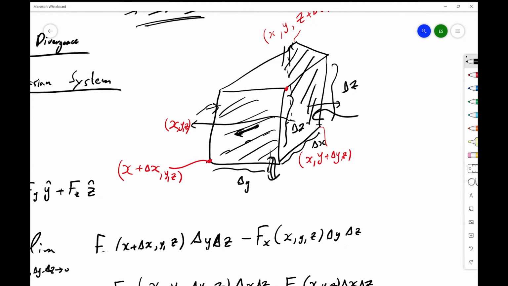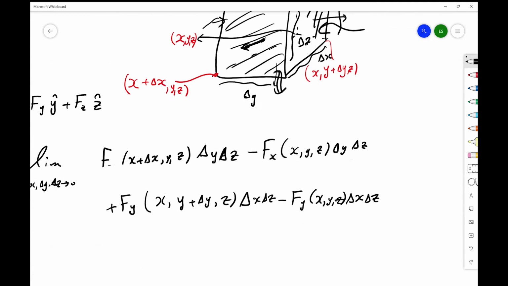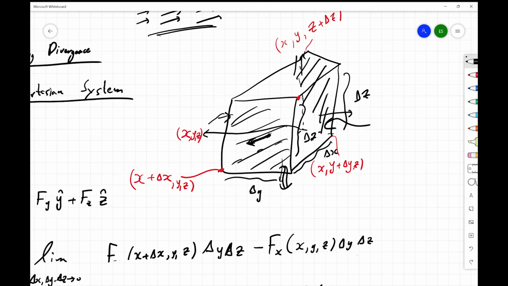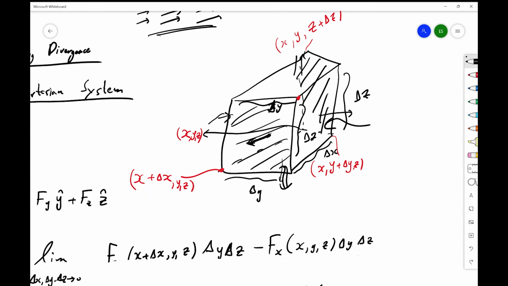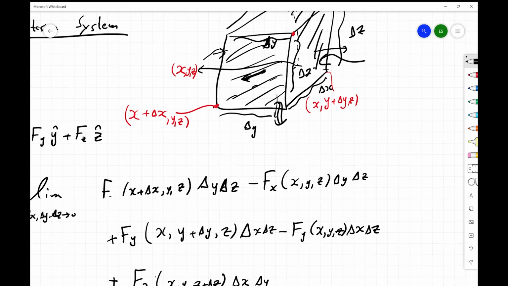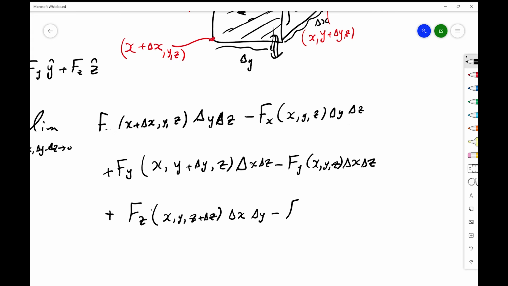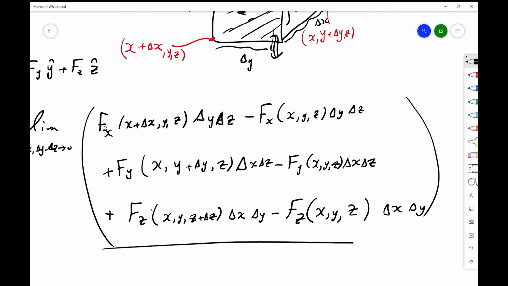And now we do the top and bottom surfaces. So that's going to be plus fz. And again, top and bottom, only the z component counts. It's going to be fz(x, y, z plus delta z) delta x delta y, again because the sides here are delta y and the side here is delta x, minus fz(x, y, z) delta x delta y. The whole thing is divided by the volume element, which is delta x delta y delta z.